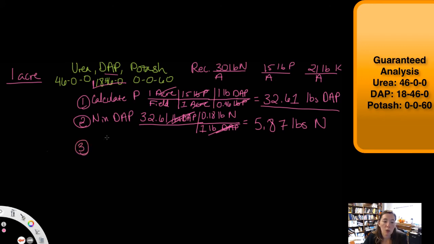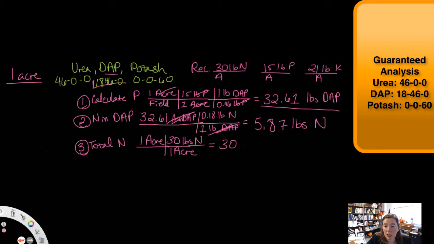So step 3, we're going to take our nitrogen recommendation for 1 acre. So this is calculating our total nitrogen. So for 1 acre, our recommendation is 30 pounds of N per acre. So this one is pretty easy because we're only dealing with 1 acre, and because of that we just multiply across, divide by 1, which gives us 30 pounds of nitrogen that we need.